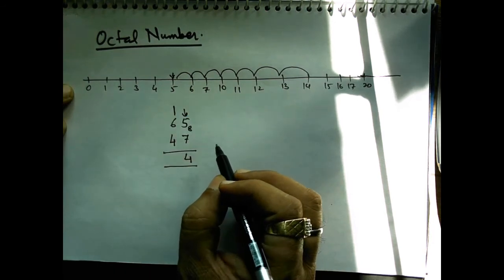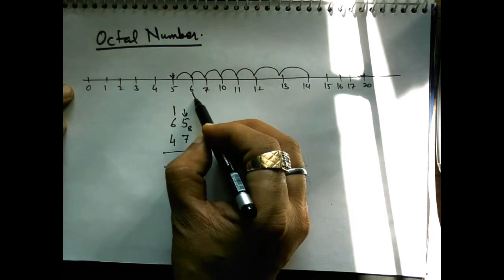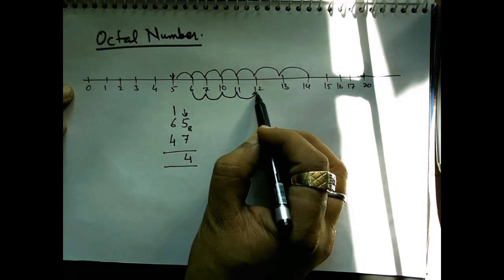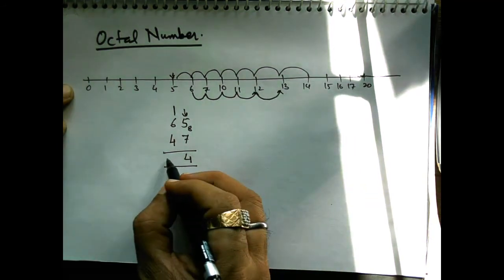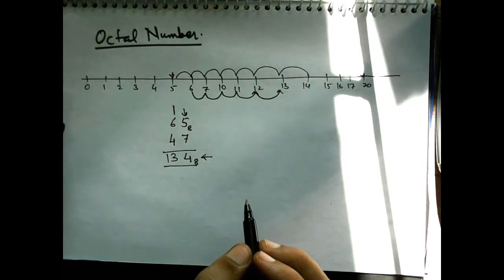So the second column says that we have to add 4 to 6. We will reach up to 12 and 1 carry to this means 13. So this is the final added result in the octal number system.